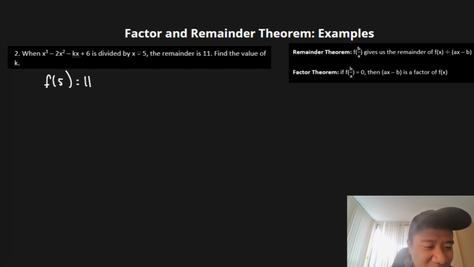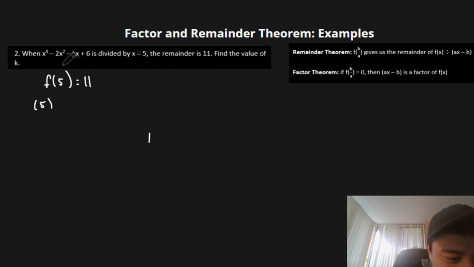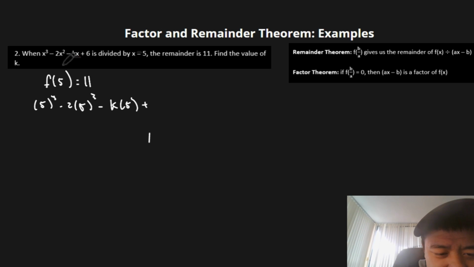And if you can foresee what's coming next, all our x's are going to become 5s, and the only variable left is going to be k. So in that case, we can solve for k and determine the k value using algebra. So let's do that. Let's do the motion. We substitute 5 in. We have 5 cubed minus 2 times 5 squared minus k times 5 plus 6 equals 11.